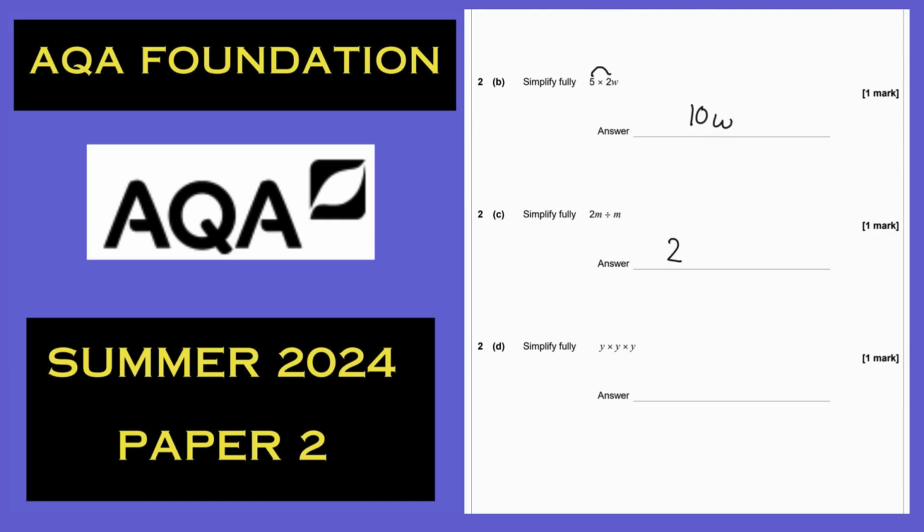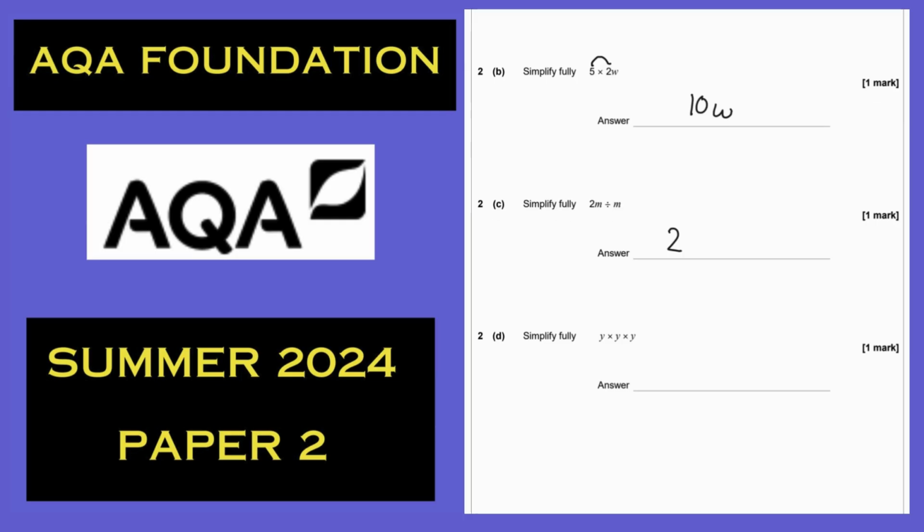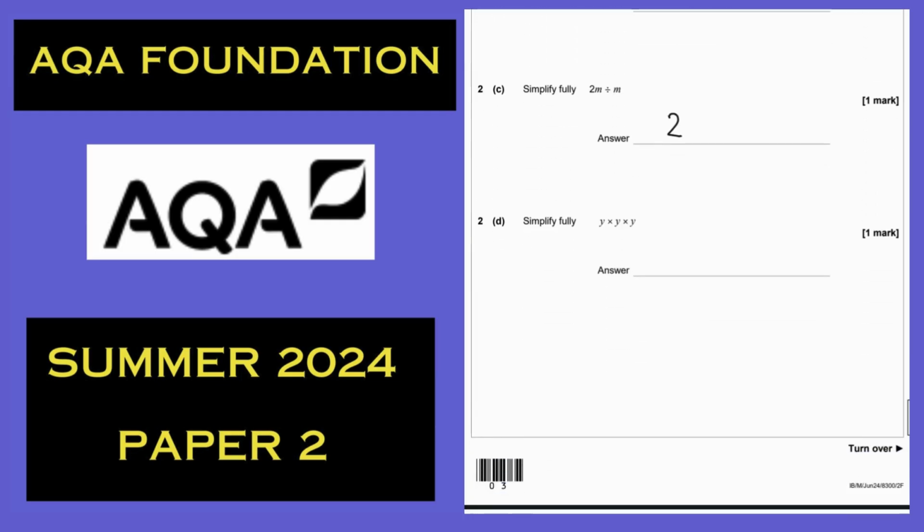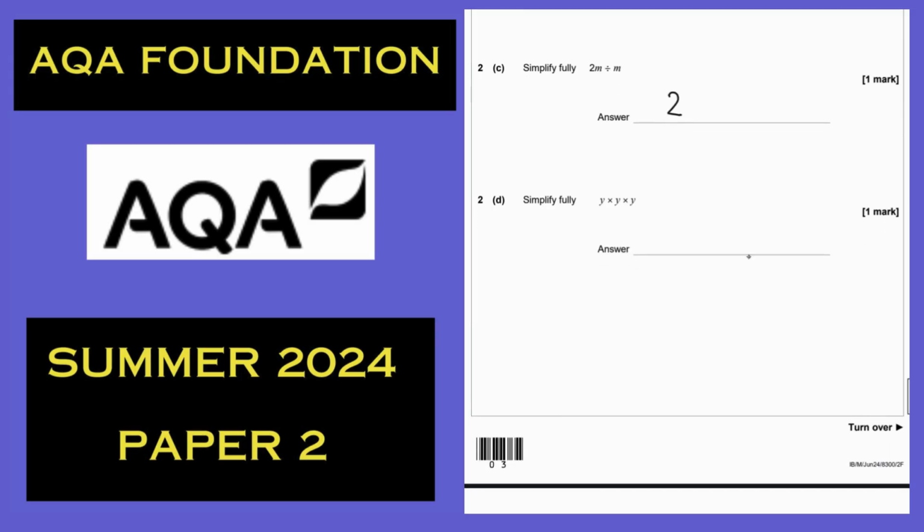Here, similar approach, 2 divided by, well, there's no number there, so it's a 1. 2 divided by 2, and m divided by m, they cancel out. Don't bother putting m to the 0, although technically it's true. Y times y times y, don't forget that's y cubed, not 3y.